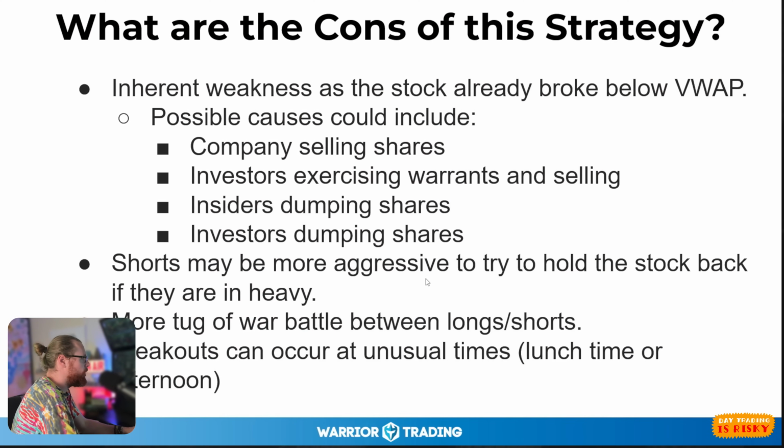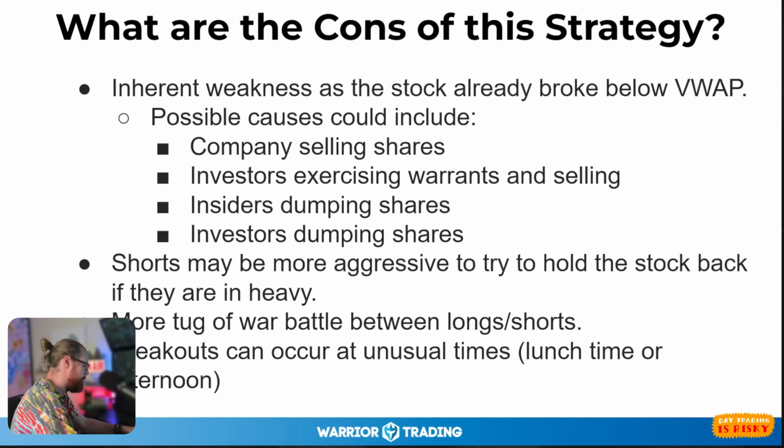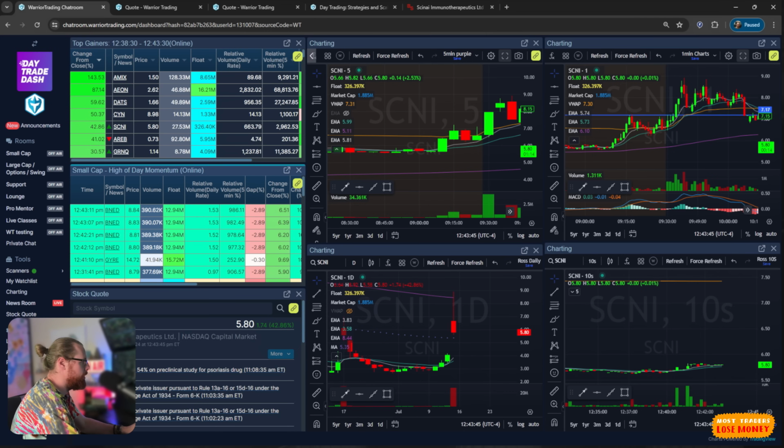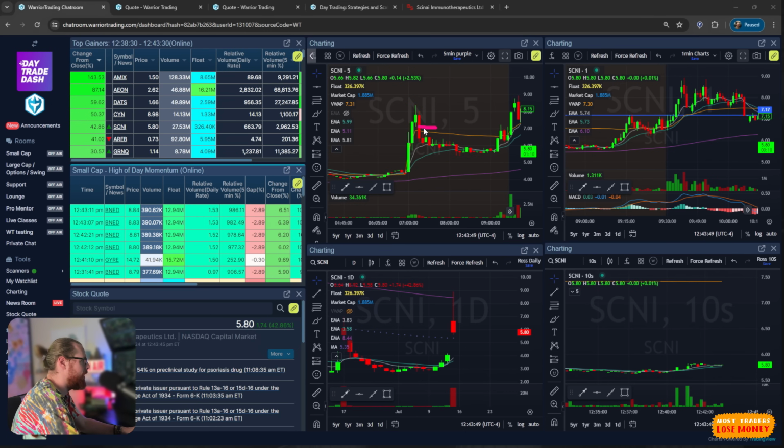Shorts may be more aggressive to try to hold the stock back if they are in heavy, which means if they take a big position while the price is dropping, well, I'll show this on my chart here. So let's say a short takes a really big position on this stock right in this area. They're shorting the break of VWAP, and then they're adding on the pops, and they're looking for this thing to come all the way back down to 4.